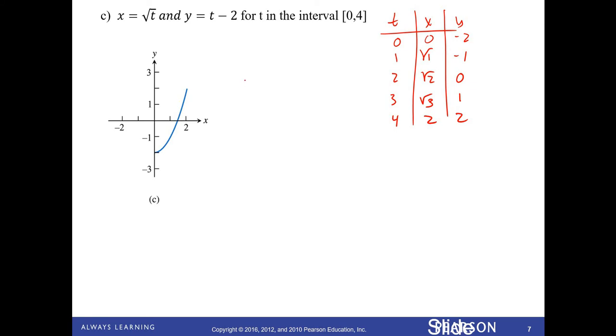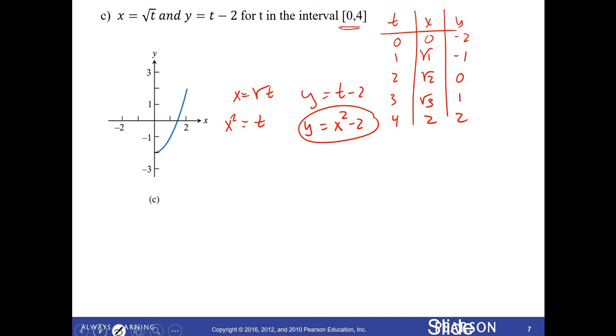Let's see what happens when we change our parametrics. If x equals root t, then t is x squared. If y equals t minus 2, y is x squared minus 2. That is a parabola that is shifted down 2 units. We have to keep in mind that since we're just taking the interval from 0 to 4, this is not going to be the entire parabola. So that's some work with parametrics in general.